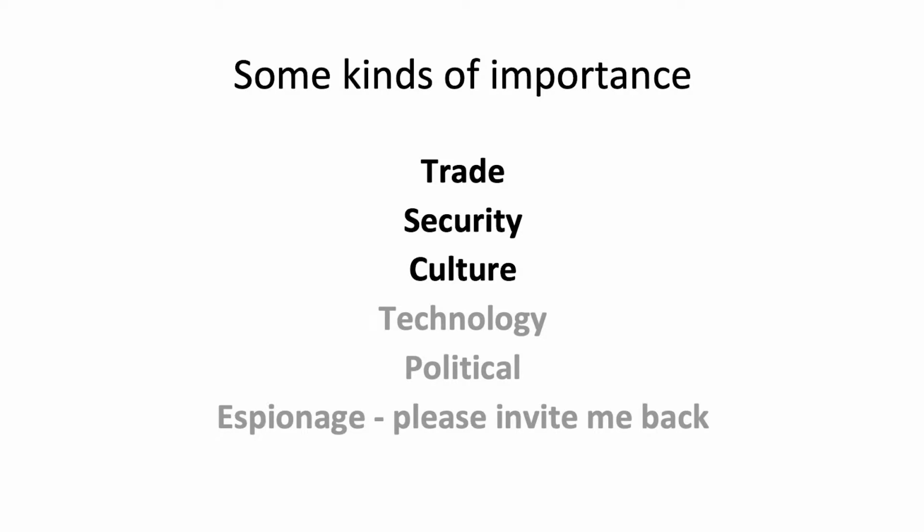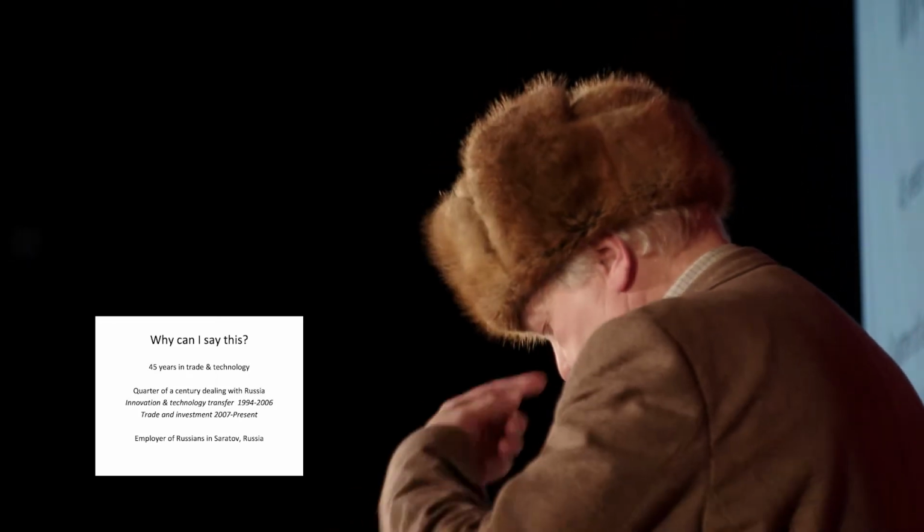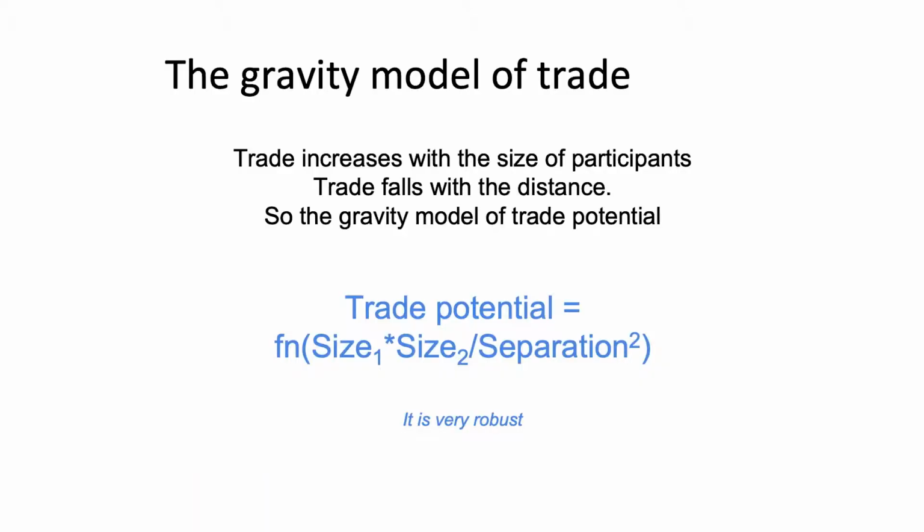So what kinds of importance? I'm going to try and talk about trade, security, and culture. There are a lot of other things to talk about, but time is limited. So what are my qualifications for doing this? I've spent a quarter of a century dealing with Russia, innovation, technology transfer. This is all about nanotechnology. I've also been in the business of trade and investment since 1977.